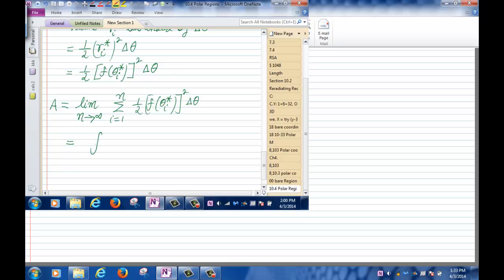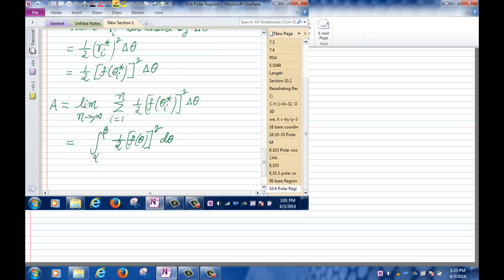Well, this should be the integral from alpha to beta, because it's the Riemann sum of the function half f of theta squared, right? If I have this function, the Riemann sum of that function is exactly that sum. So I integrate with respect to d theta, with respect to theta, sorry. So that's how I know that the area is given by the integral. Everybody is okay with that?